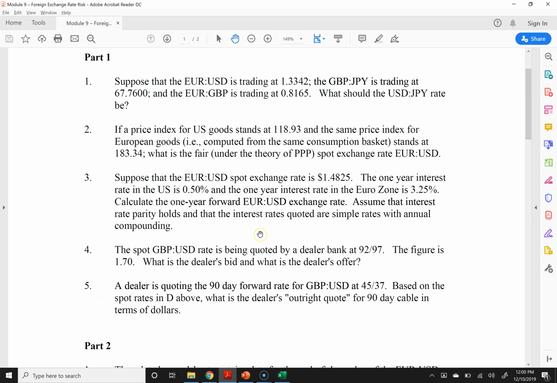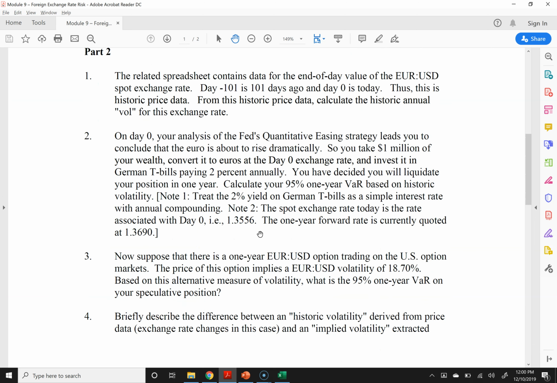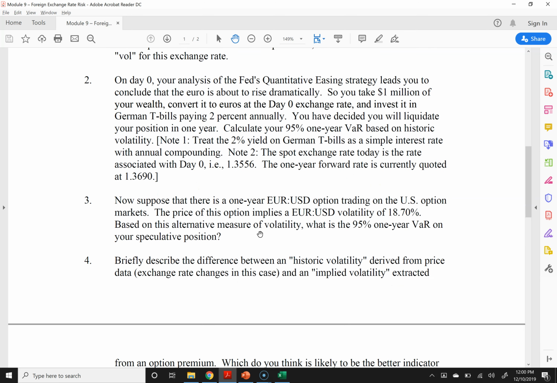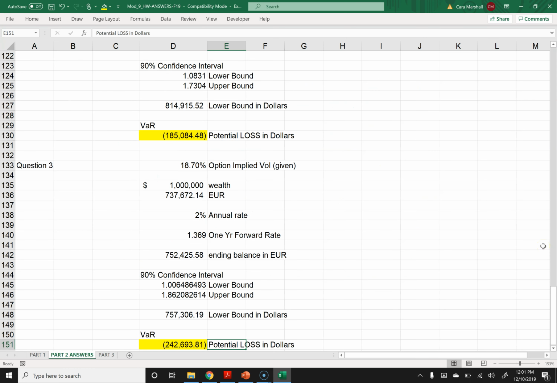And so next, looking at part 2, we have some questions related to some data that we have, daily FX rates. The first question in part 2 asks for the historic annual vol, and that's pretty straightforward. I think everyone was able to get that. But then it gets more difficult when we're asking for you to solve for the 95% VAR based on historic volatility and also based on the implied volatility from options. So let's take a look. So you had this data.